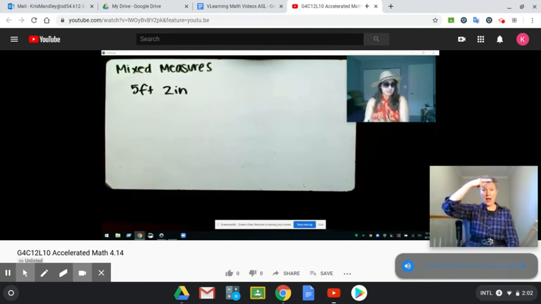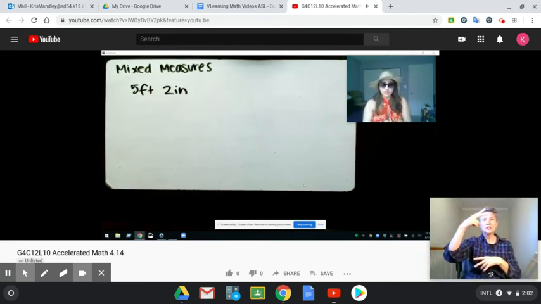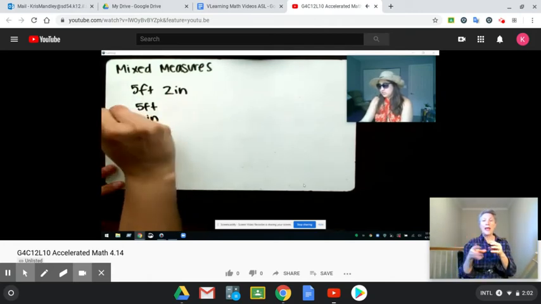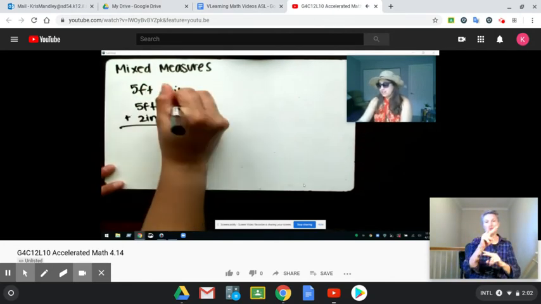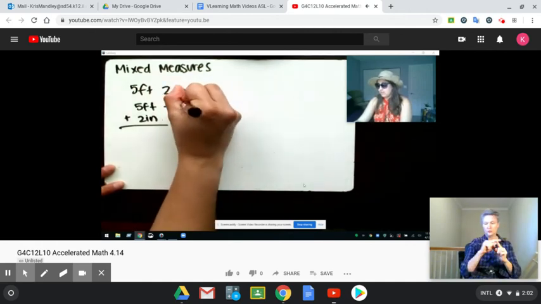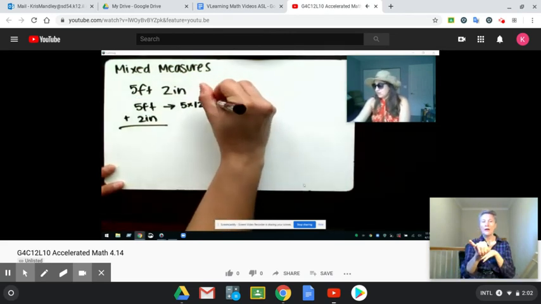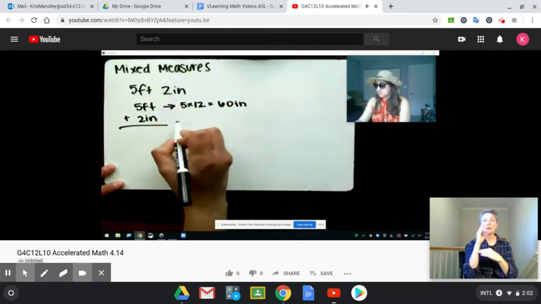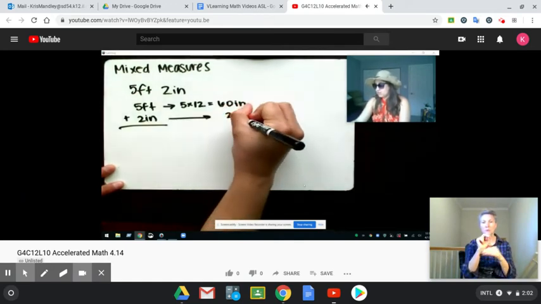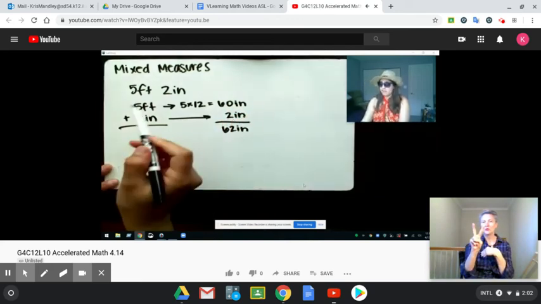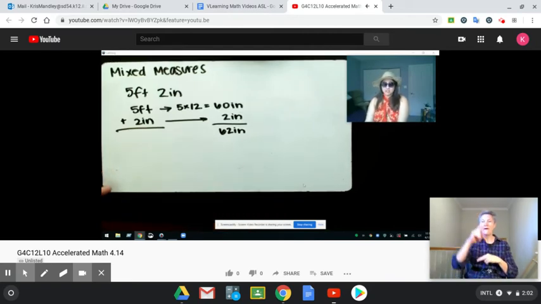Now, I might want to be able to say that all in one unit, so I might convert all of that to inches. So the way I might do that is I would think, all right, well, I'm adding 5 feet plus 2 inches. I know that I can convert feet to inches by multiplying 5 by 12 because there are 12 inches in a foot. When I do that, 5 times 12 is 60, so I know that's 60 inches. I'll carry over those other 2 inches I was going to add, and now I've got 62 inches. So I could say that I'm 5 feet 2 inches or 62 inches tall.